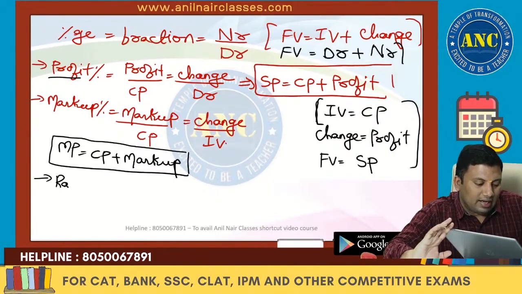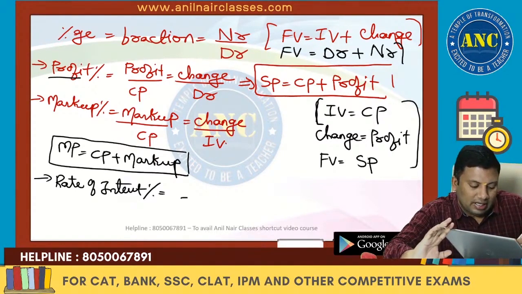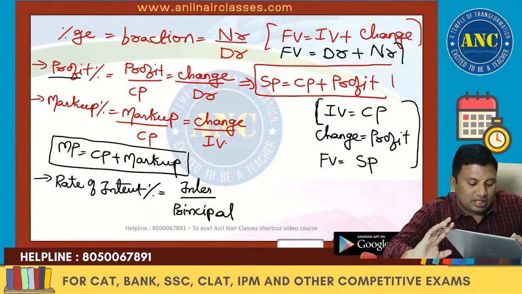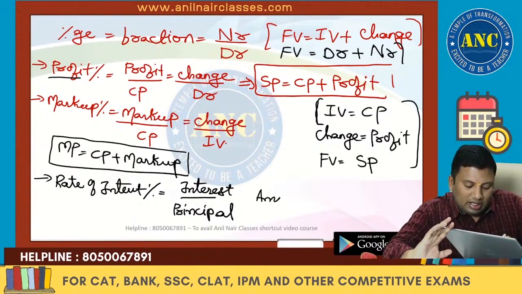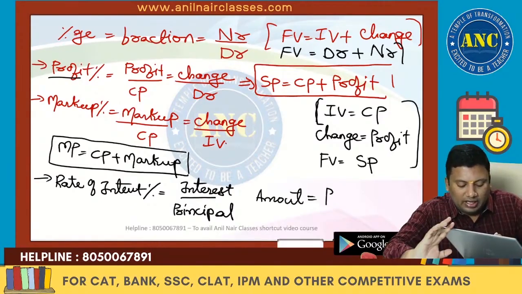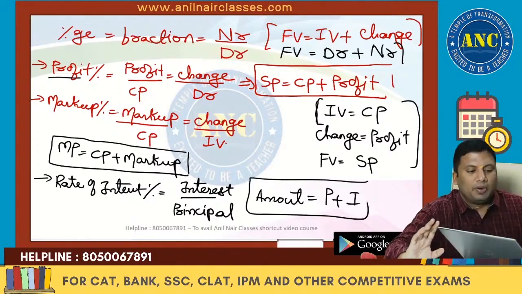Next, rate of interest percentage. Here the denominator is nothing but the principal, and the change is nothing but the interest. So amount is nothing but principal plus interest. Please make a note. Amount is nothing but principal plus interest.